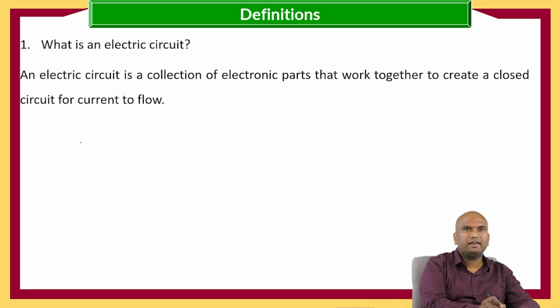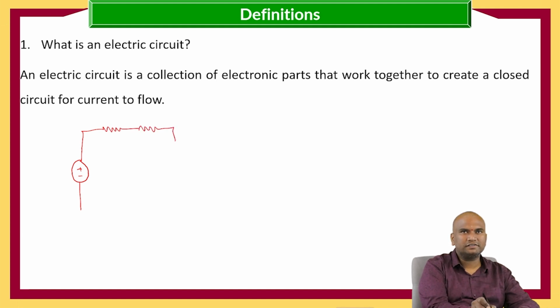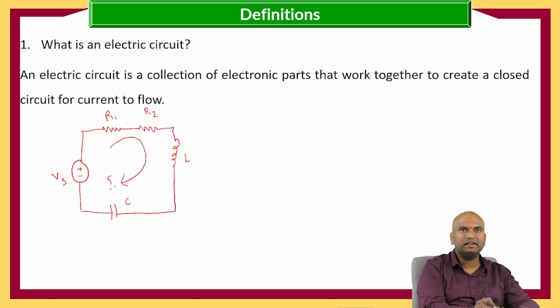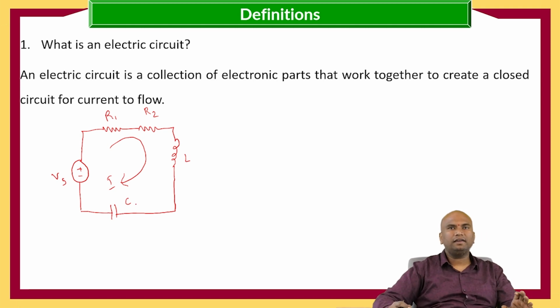Here, let us take the example: a voltage source, resistor, inductor, and the capacitor. That is Vs, R1, R2, inductor, and capacitor. This is going to form a loop which is going to provide us the current. That is called a circuit.